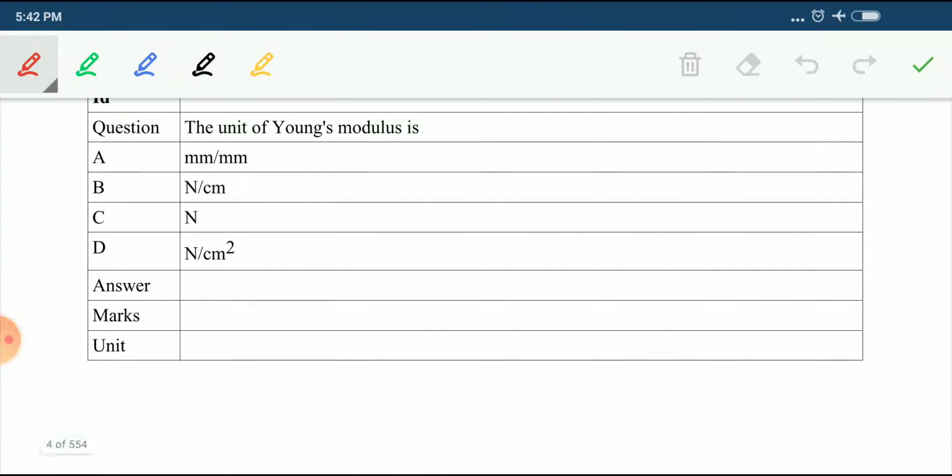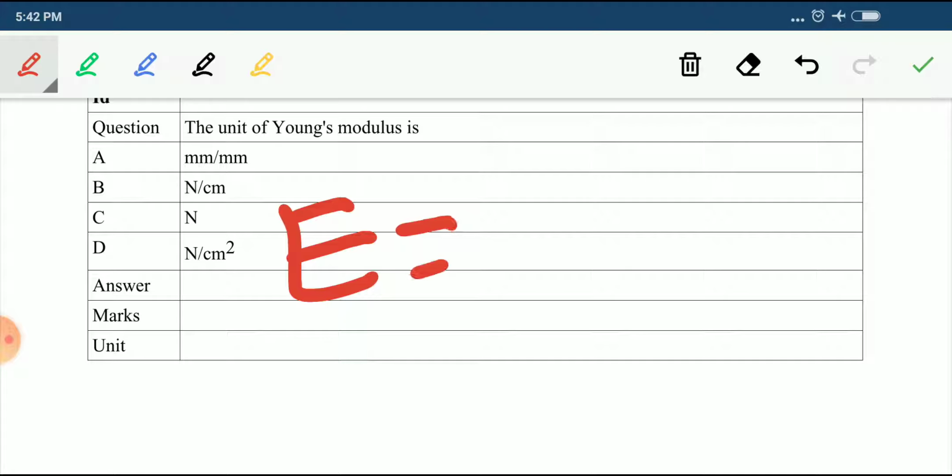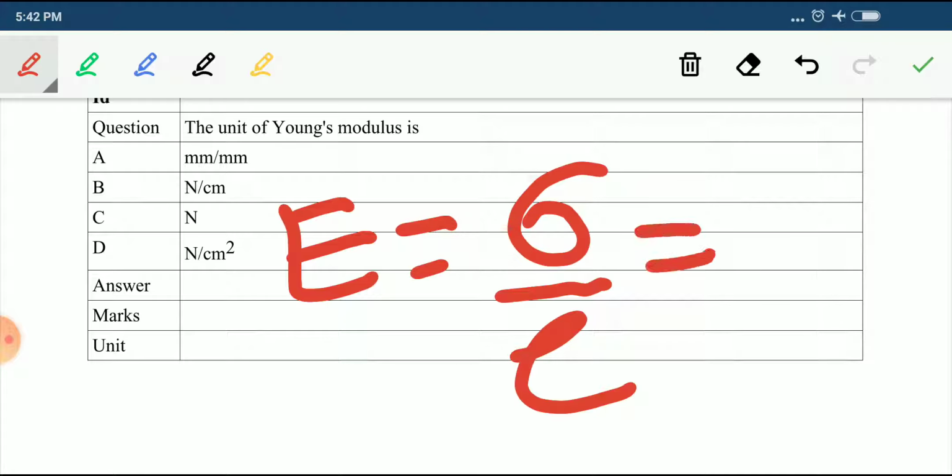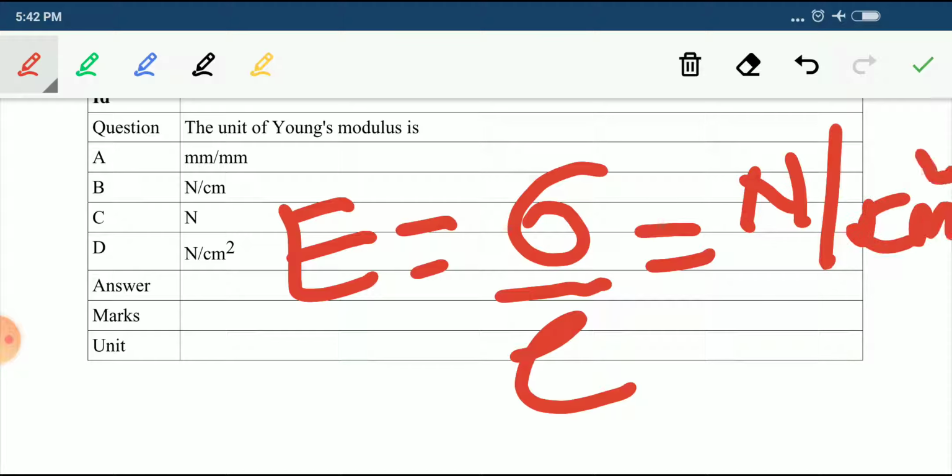What is the unit of Young's modulus? Already you know Young's modulus is equal to stress by strain. What is the unit of stress? Unit for stress will be Newton per centimeter square. What is the unit of strain? Strain has no unit. So stress means Newton per, it may be mm square, or centimeter square, or Newton per meter square. Which is the answer given?